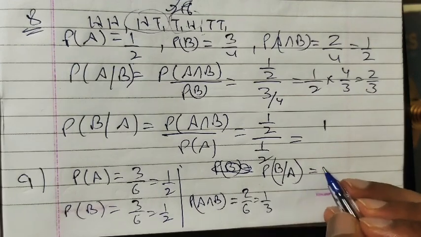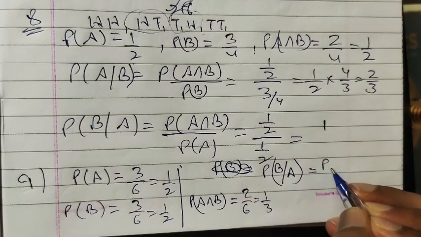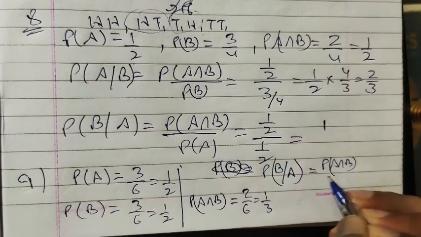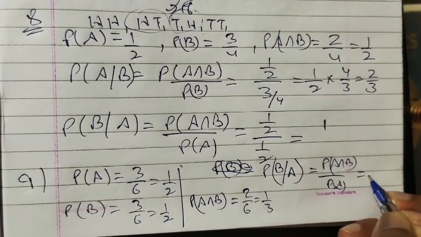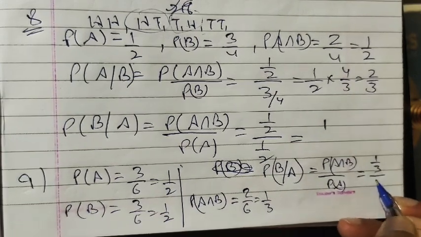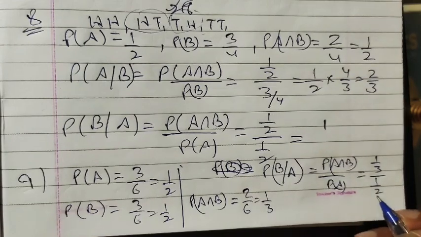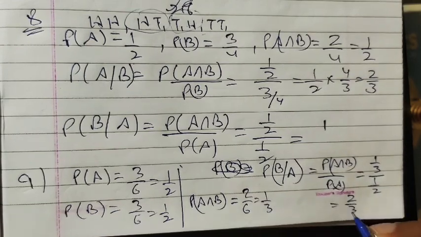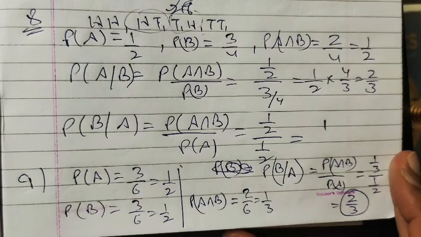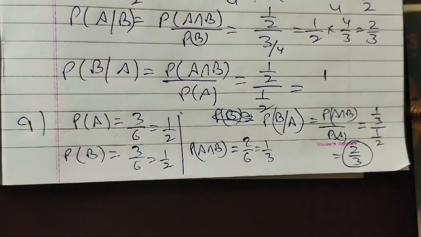So probability of B given A will be equal to probability of A intersection B upon probability of A, which is equal to 1 by 3 upon probability of A, which is 1 by 2, right? Which is equal to 2 upon 3. 2 upon 3 is our answer for this question number 9.